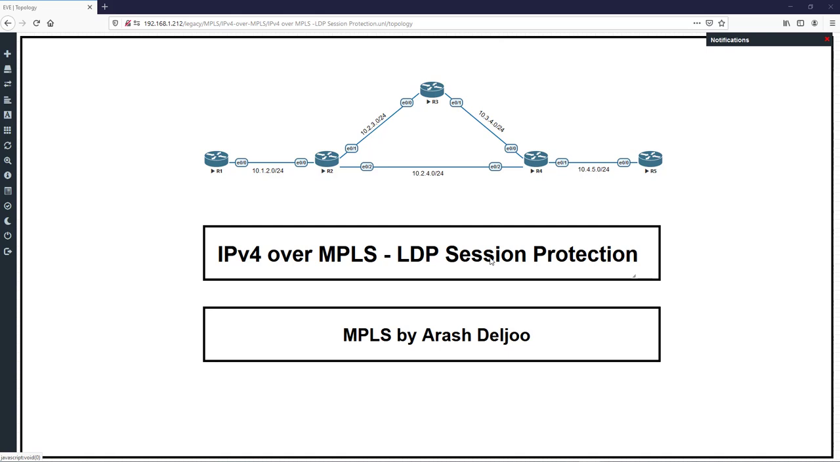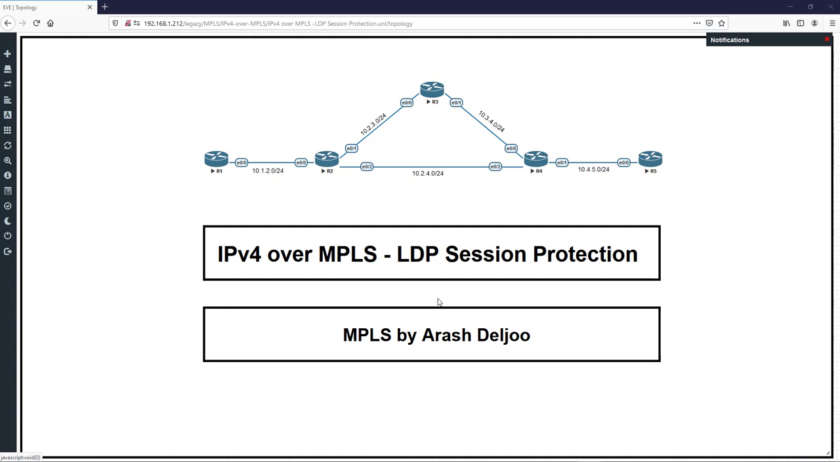In this video, I'm going to talk about LDP session protection. LDP session protection is a feature that can protect our network from, for example, flapping links. The flapping of links can have several causes. I don't want to talk about those causes, but you know that flapping links means that the link goes to down state and again to up state, again down, again up, and this is the flapping link.